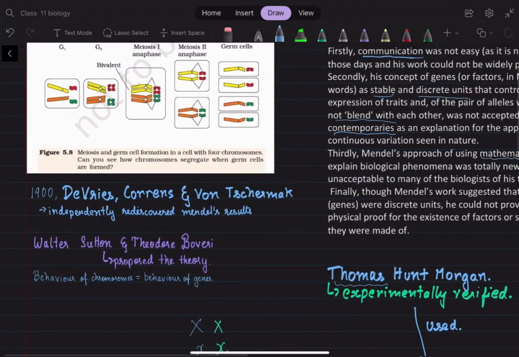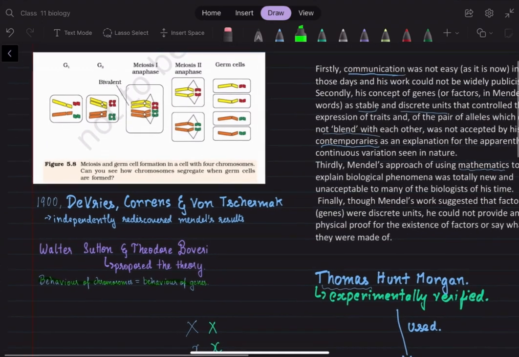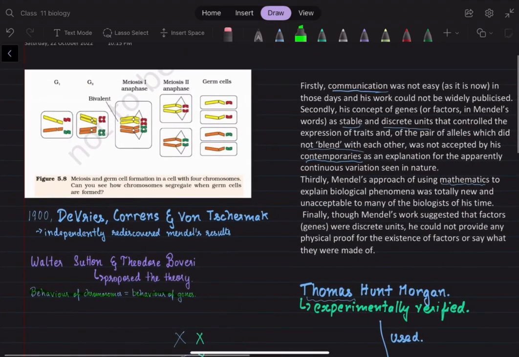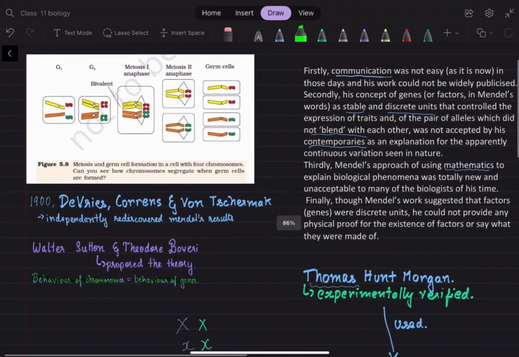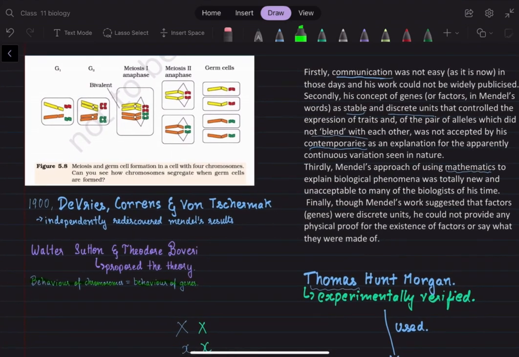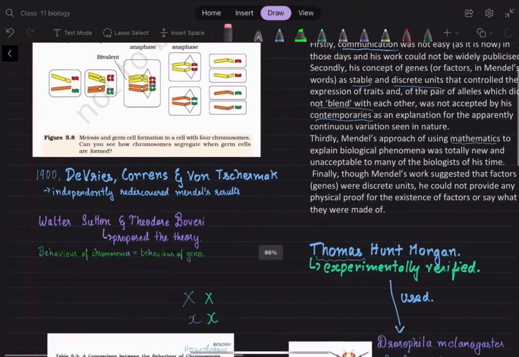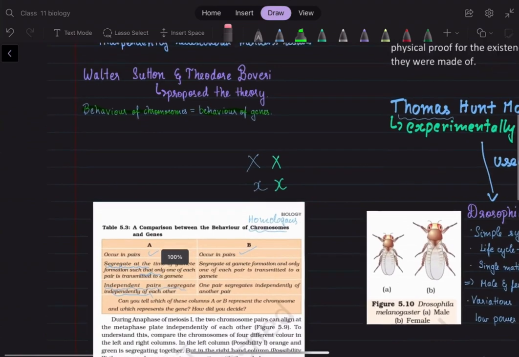What they noticed was a pattern of similarity between the behavior of the chromosomes and the behavior of genes. So they proposed that there were similarities seen in the behavior, and hence genes are present in the chromosomes themselves. So let us see how they're actually similar.